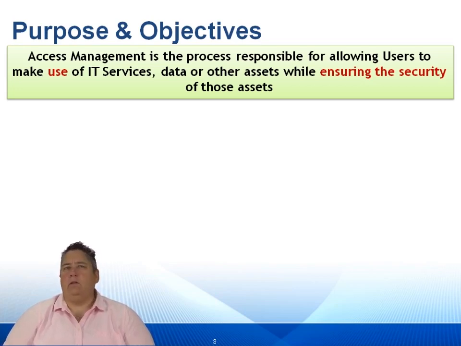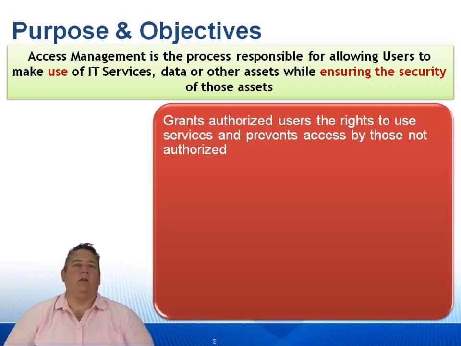If we're accessing services, data, or other assets, we have to work within the availability management process, meaning that we have designed for that number of additional users to access services or other assets. So availability and security are most tightly related with access management.